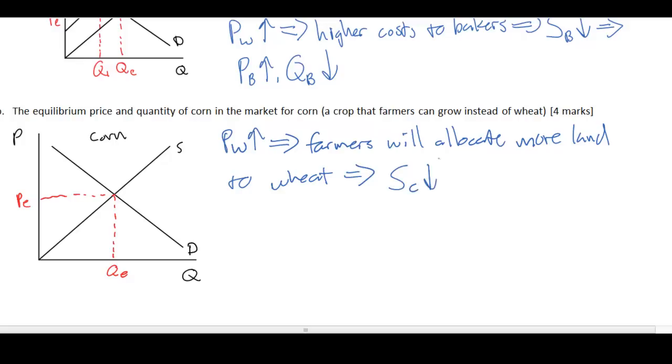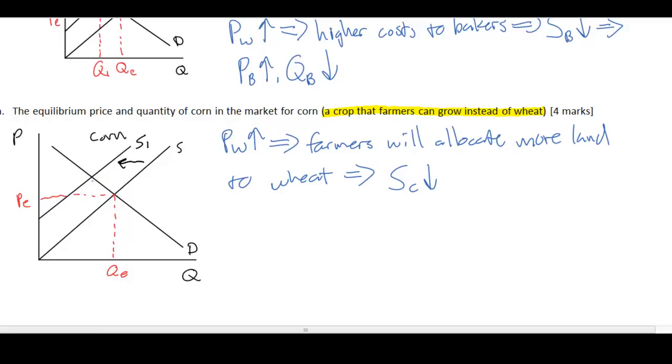Less corn will be grown when wheat prices rise. Farmers will prefer to grow wheat instead of corn, since these are substitutes in production for one another. The question gave you a clue when it said that farmers can grow corn instead of wheat, implying that they can also grow wheat instead of corn. So the impact of rising wheat prices will be a decrease in the supply of corn available as farmers allocate more land to wheat production.